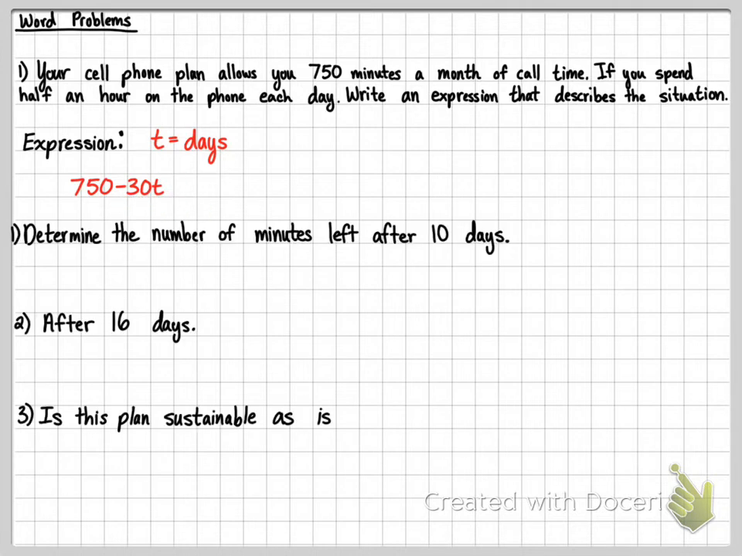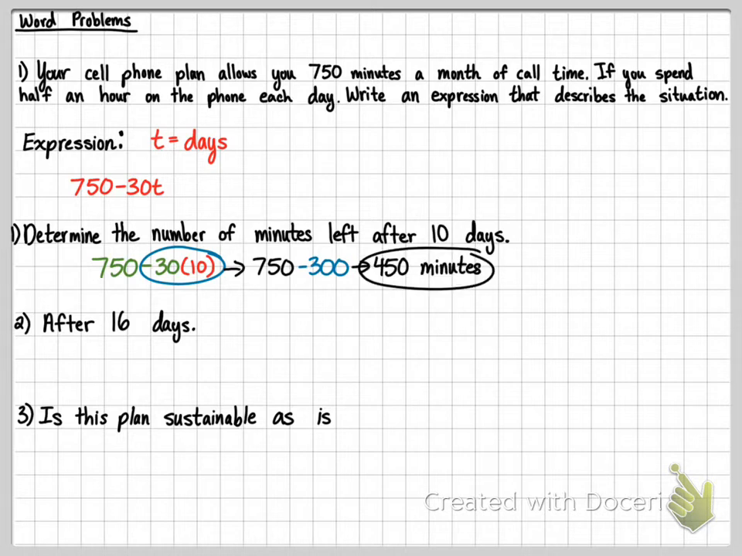So let's look at these 3 instances. Determine the number of minutes left after 10 days. So we're going to plug 10 into here. So 750 minus 30 times 10. 30 times 10 is 300. So 750 minus 300, which is 450.